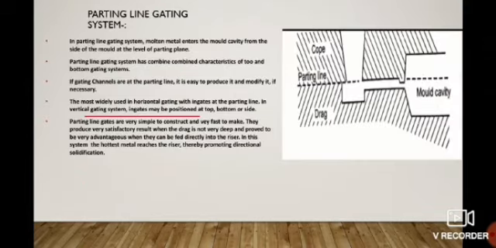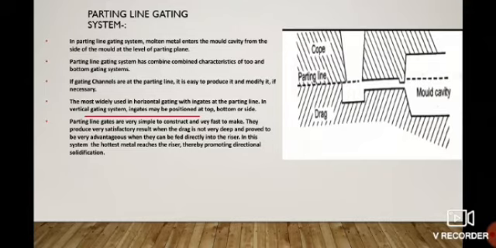Parting line gating system. In the parting line gating system, molten metal enters the mold cavity from the side of the mold at the level of the parting plane. Parting line gating system has combined characteristics of top and bottom gating systems.